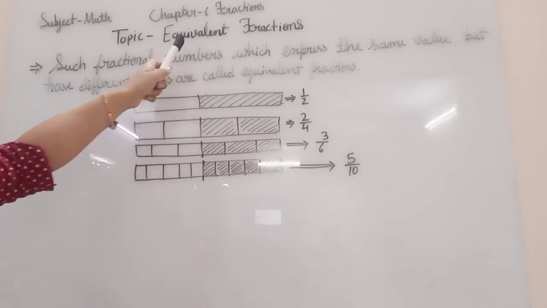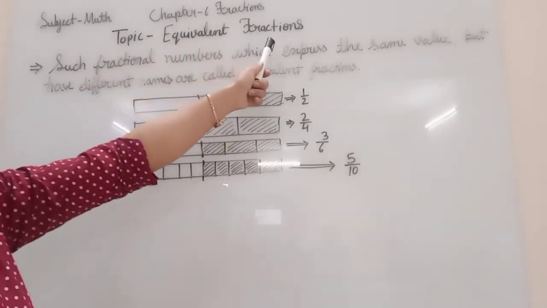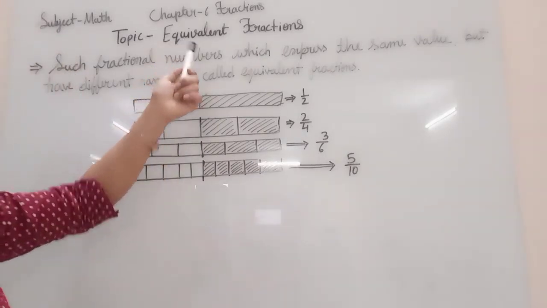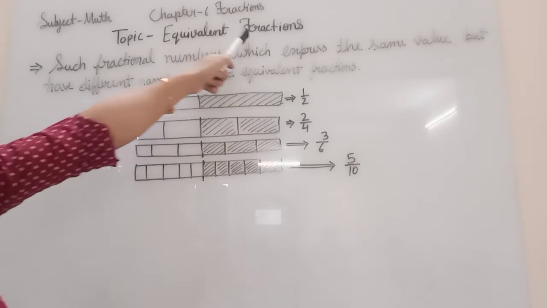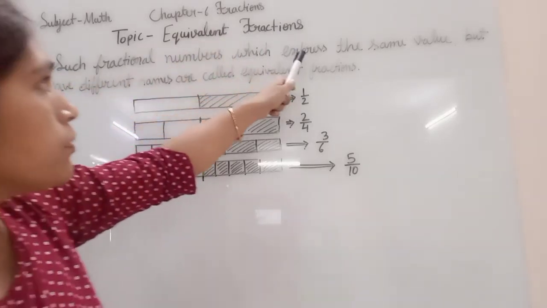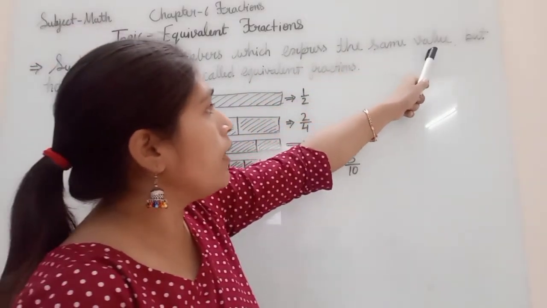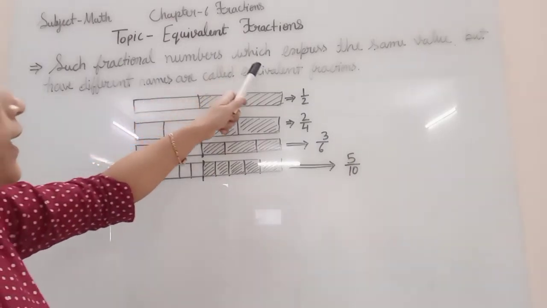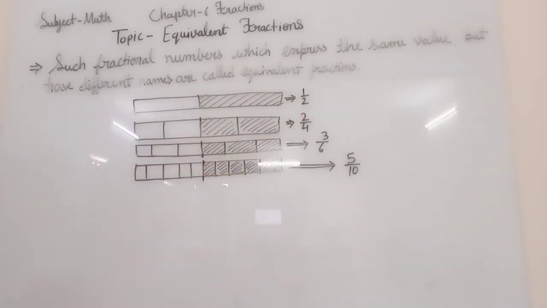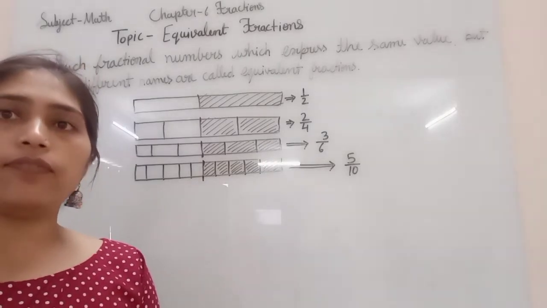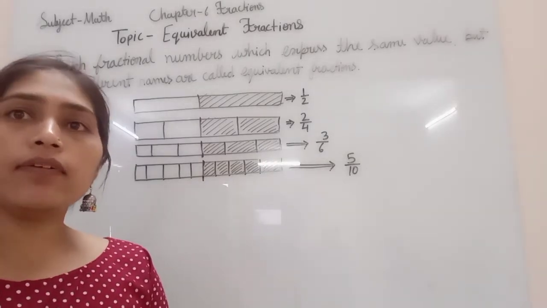First, let's see the definition of equivalent fractions. Then I will tell you the meaning of equivalent and how the word came. Such fractional numbers which express the same value but have different names are called equivalent fractions. Means the numbers have the same value, but they have different numbers or different names. Those are called equivalent fractions.